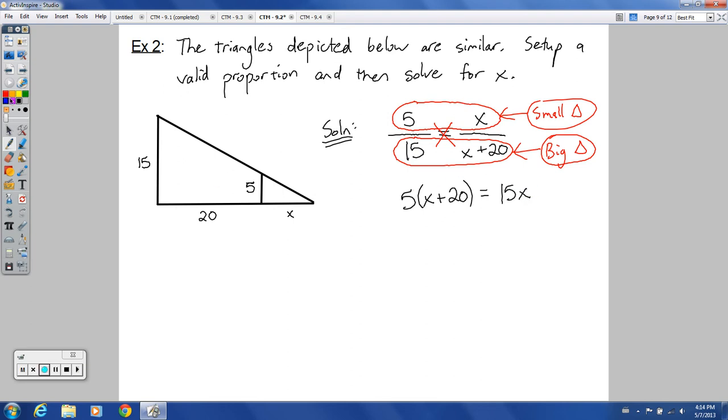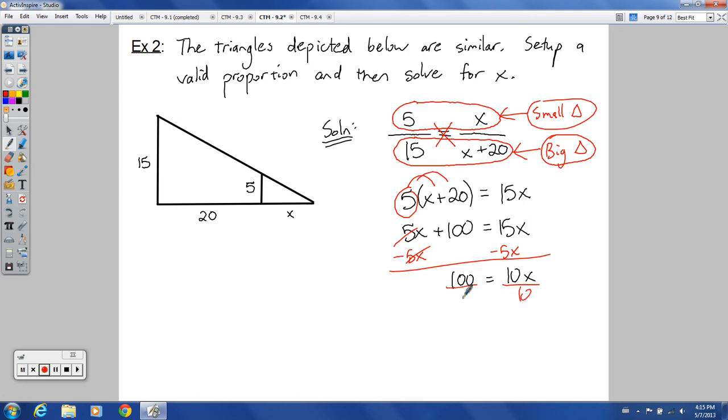Distribute the 5 through. Let's show the steps here in the color. We got 5x plus 100 equals 15x. And now we're getting close. Subtract 5x from both sides. That'll cancel. You're left with 100 equals 10x. Sorry, just 100, not 100x. We're dividing both parts by 10 there. And that 10 will cancel with that 10. 100 divided by 10 gets us our answer that x equals 10.